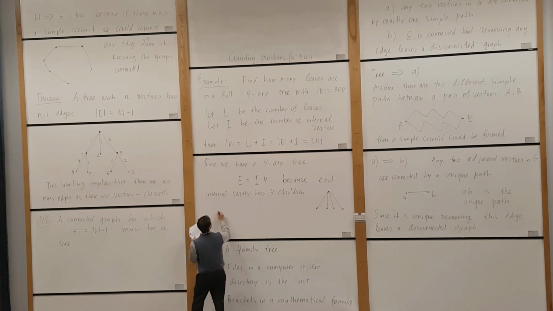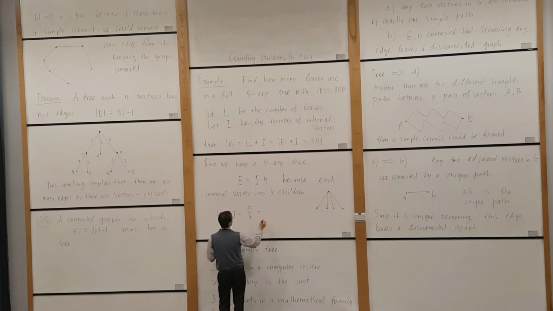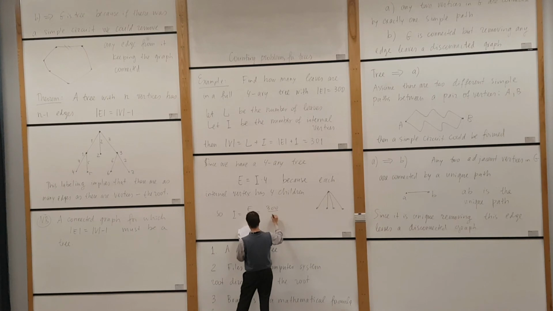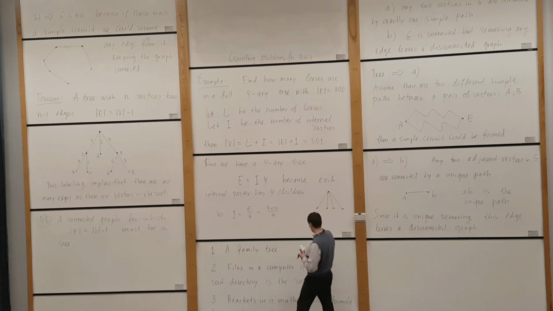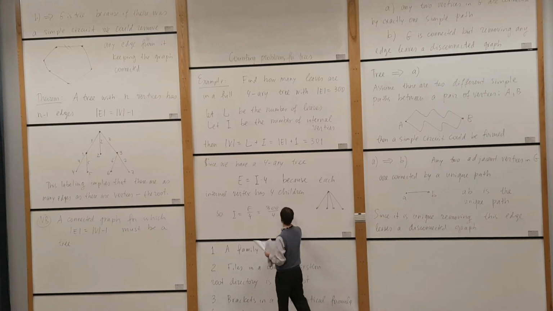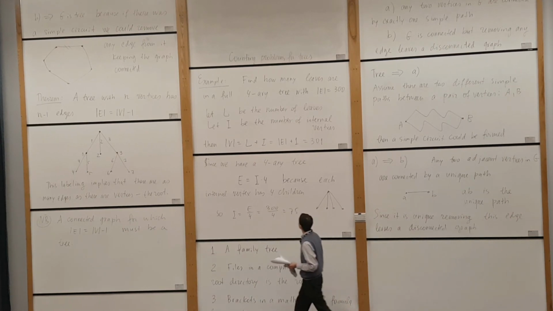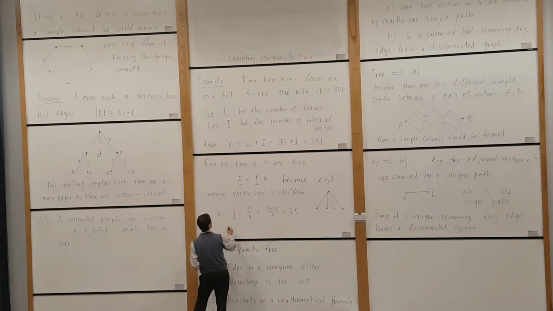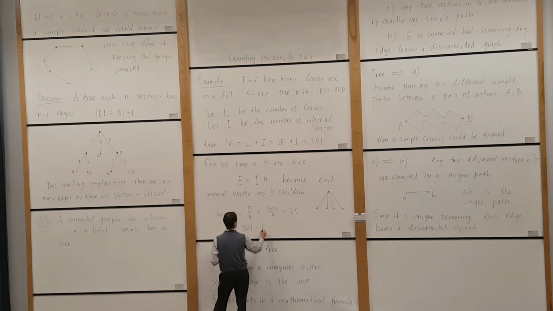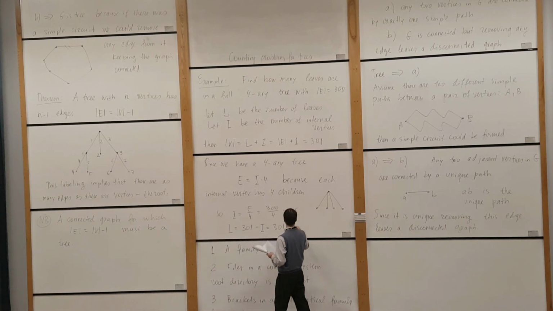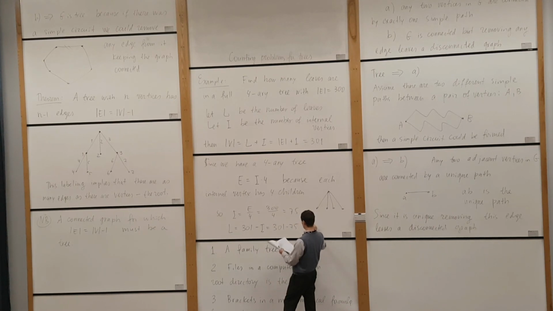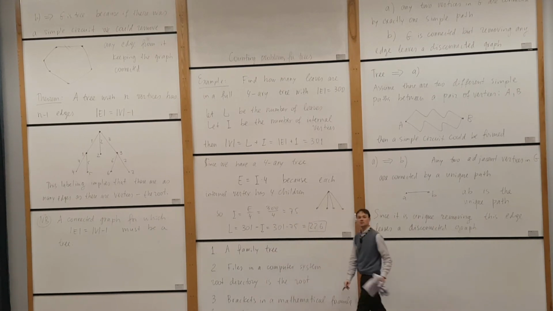I is equal to E over 4, which is 300 divided by 4, and that's 75. So we have 75 internal vertices, and therefore, since the total number of vertices is 301, the number of leaves equals 301 minus the number of internal vertices, so it's 301 minus 75. And that gives us 226. That's the answer to this question.